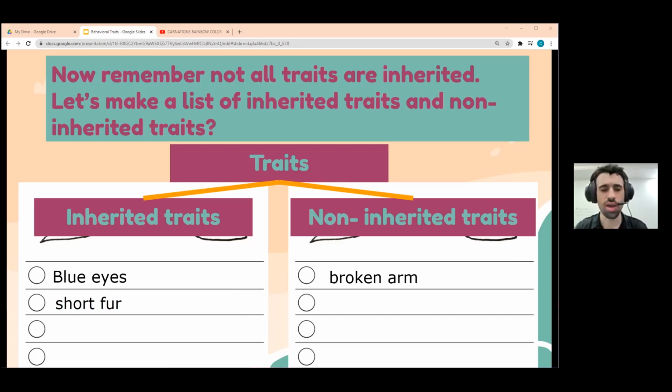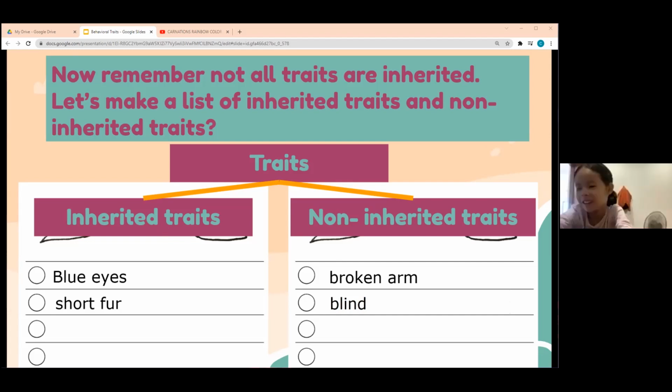Okay, Taylor, can you give me an example of a non-inherited trait, a trait that an animal would not get from its parents? Blind. Ooh, we're doing a lot of injuries here. Blind. The animal goes blind. That would be horrible. That would kill most animals. Only humans can really survive blind.